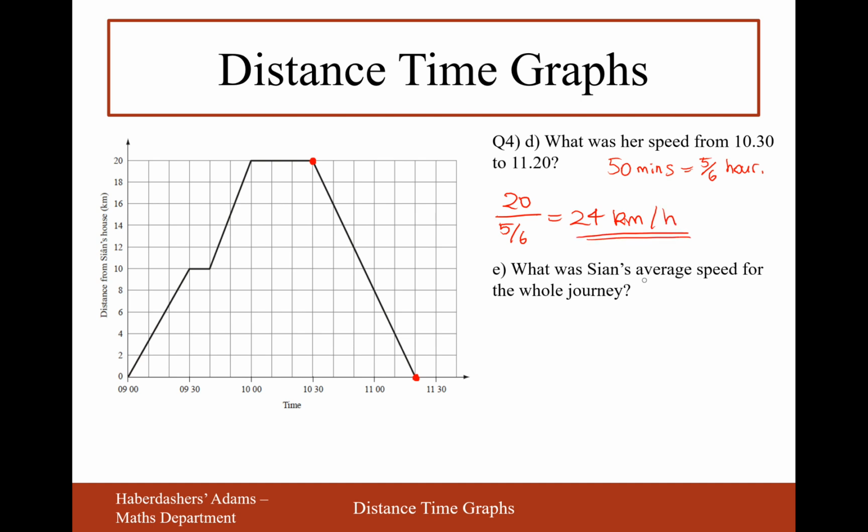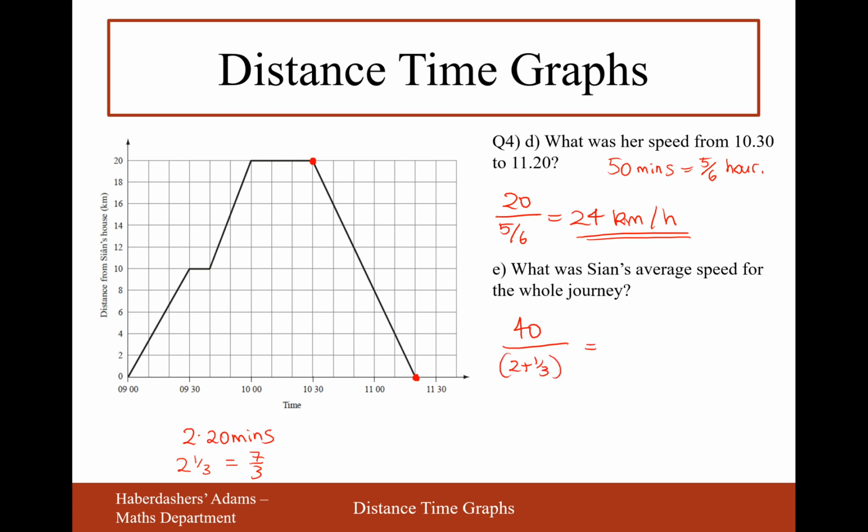And part E, what was Sean's average speed for the whole journey? Well, she's travelled 40 kilometres in the whole journey, and it's taken her from 9 o'clock till 11:20. That's 2 hours 20 minutes. So it's going to be 2 1/3, because you've got 2 hours and then the 20 minutes is 1/3 of an hour. If you do on your calculator 2 plus 1 divided by 3, then that will give you 7 divided by 3. 7 thirds, so 40 divided by 2 and a third.